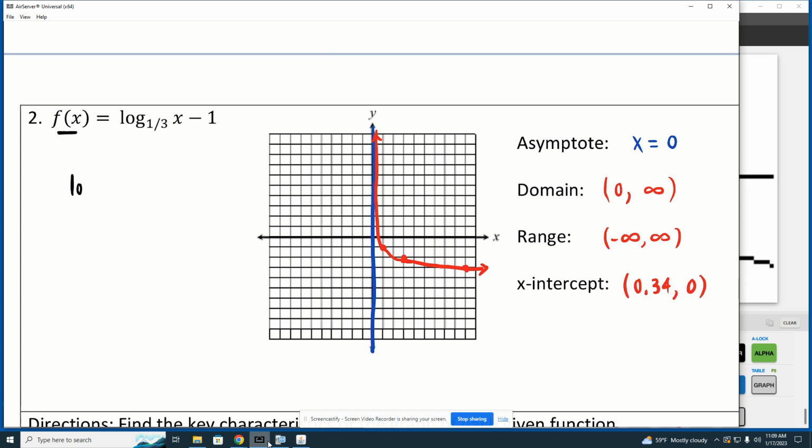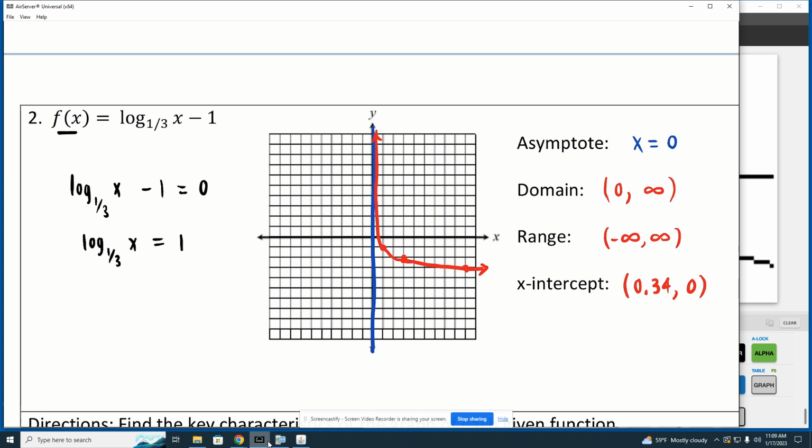Look, log base 1/3 of x minus 1 equals 0. What would I need to do? Because this minus 1 is not in parentheses, what would I need to do with that first? I would need to add 1. What's 0 plus 1? 1. How do I solve this? Is this log equals a log? No, it's log equals a number. How do I solve it? We rewrite it as an exponent.